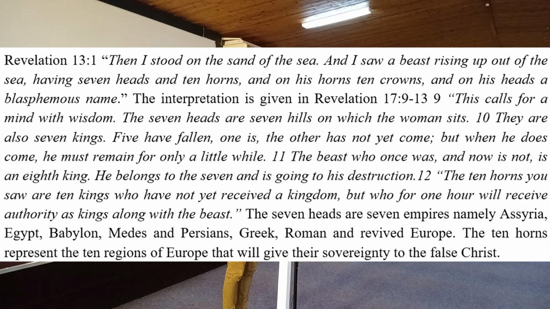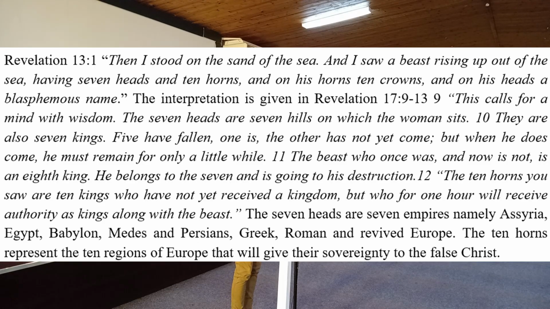So there's 7 heads, 7 kings or kingdoms. And then he says, out of all of those will come an 8th one. The beast doesn't have 8 heads, it's only got 7 heads, but there will be an 8th kingdom after them. He belongs to the 7. He comes from those kingdoms. And he is going into destruction.